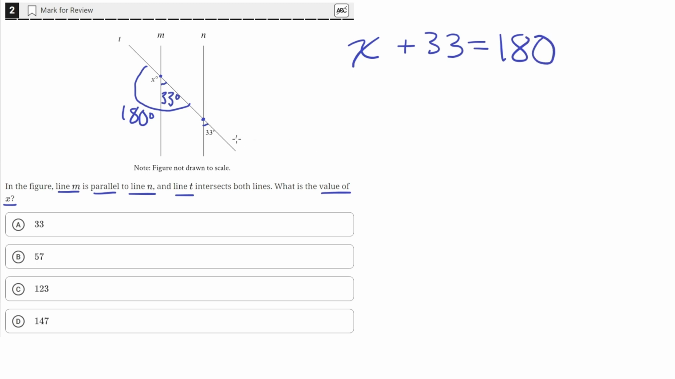Because this right here is a straight line, and the angle x and the 33-degree angle form this straight line. So we can solve for x by just subtracting 33 from both sides. So 180 minus 33 is equal to 147. So x is just equal to 147, which is answer choice D.